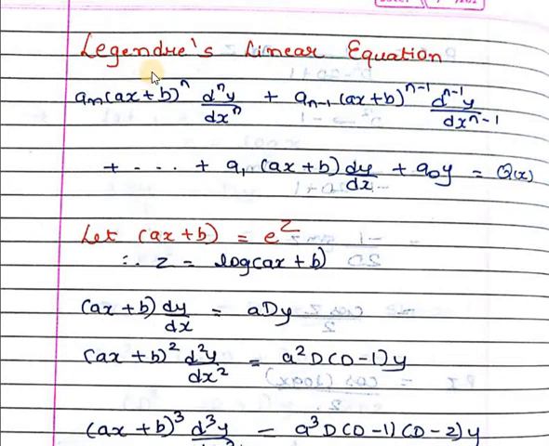Today we will discuss a new topic, that is Legendre's linear equation. An equation of the form a_n (ax+b)^n d^n y/dx^n + a_{n-1} (ax+b)^{n-1} d^{n-1}y/dx^{n-1} + and so on + a_1 (ax+b) dy/dx + a_0 y = Q(x) is called Legendre's linear equation, where a_0, a_1, ..., a_n are constants.